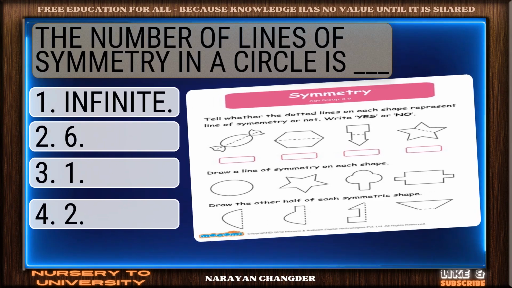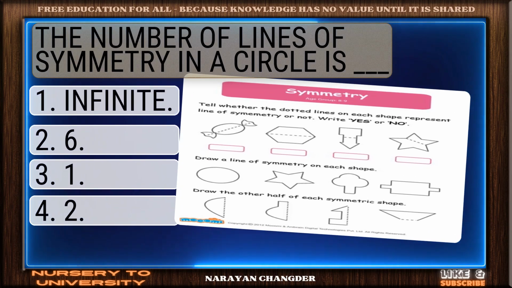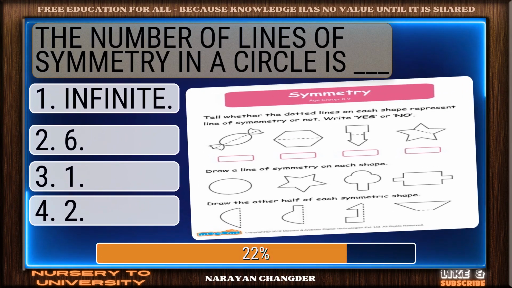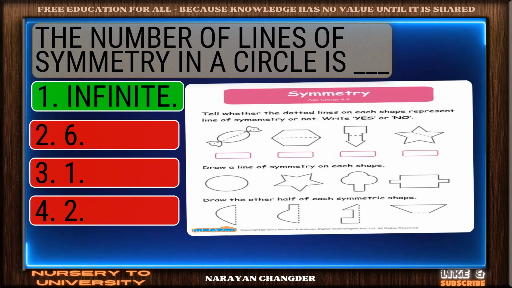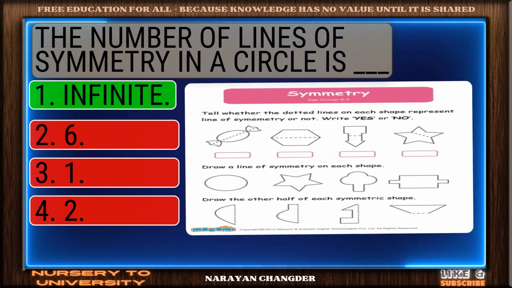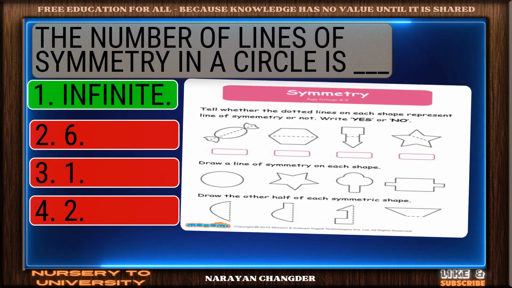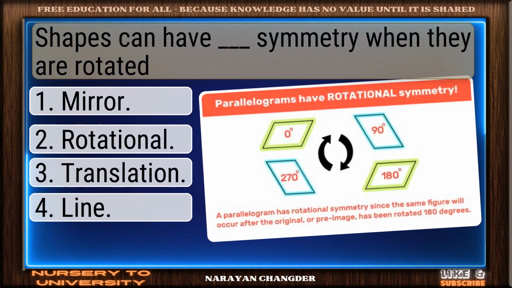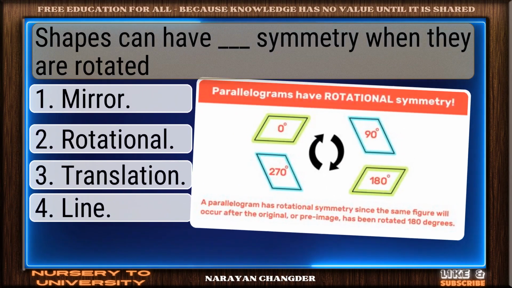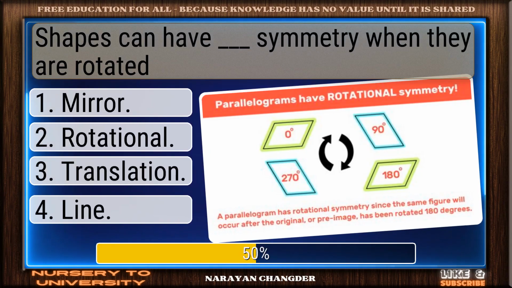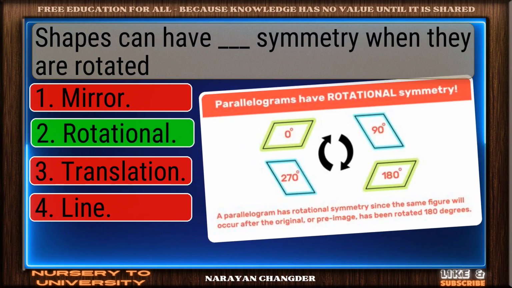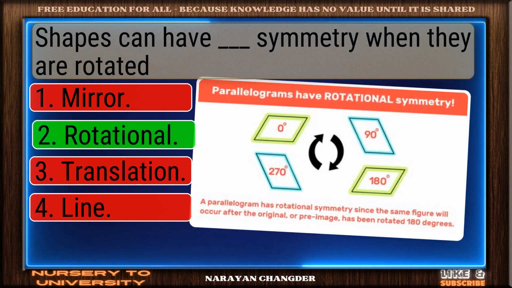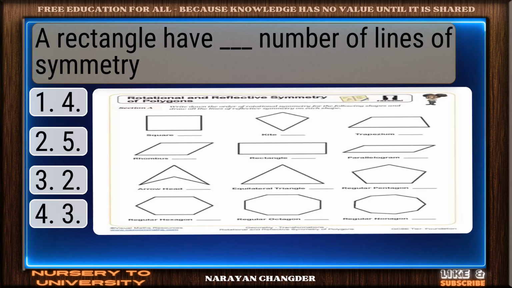The number of lines of symmetry in a circle is dash. Clear logic. Your choice infinite is sound and 100% true. Shapes can have dash symmetry when they are rotated. Excellent choice. Rotational is the right answer.